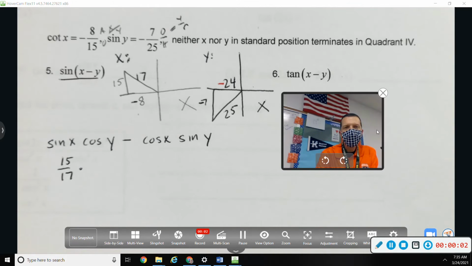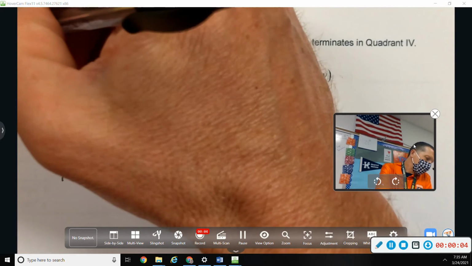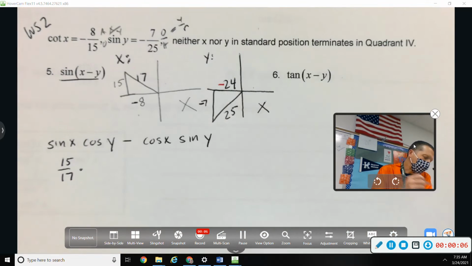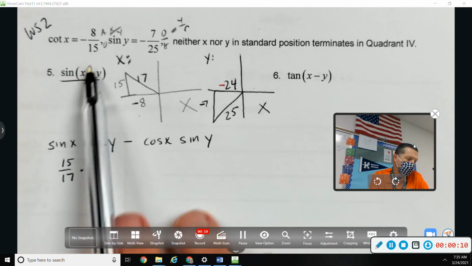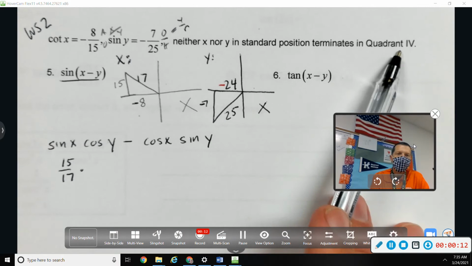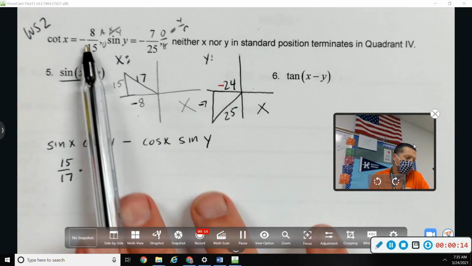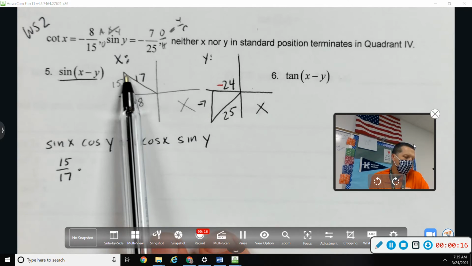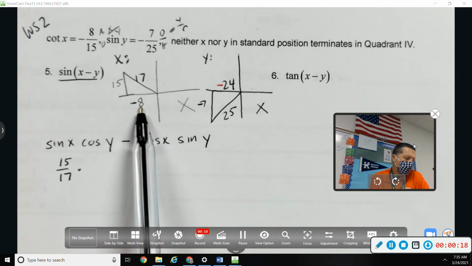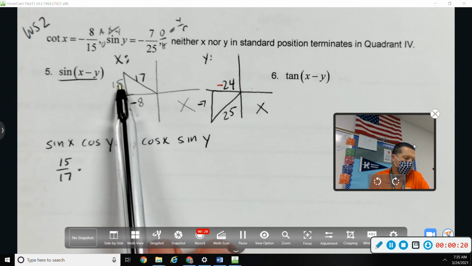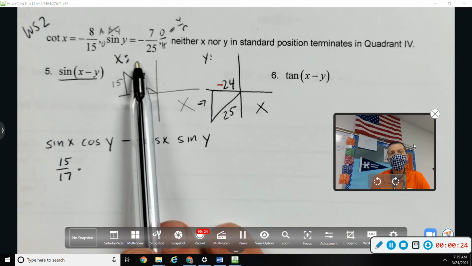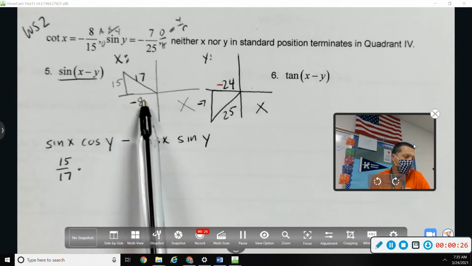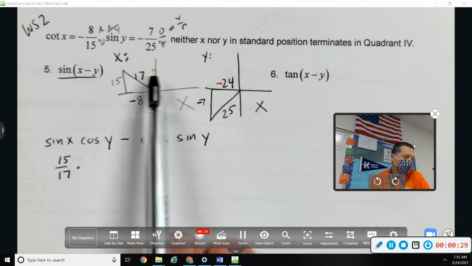So number 5 and 6 from worksheet 2. First job is to draw the triangles. Cotangent is x over y. Can't be in quadrant 4. But if it's negative, it's got to be 2 or 4, so we draw it in quadrant 2. 8 is the x, y is 15, and the negative is 8. And then it's an 8, 15, 17 triangle. Or Pythagorean theorem, a squared plus b squared equals c squared.